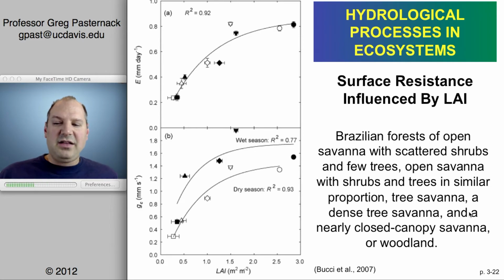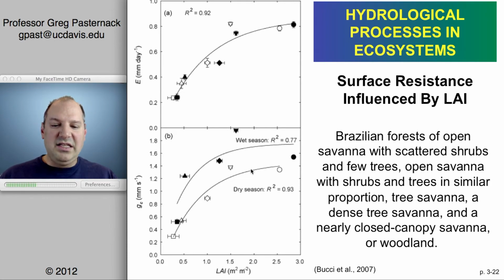Now let's look at the effect of leaf area index. As leaf area index goes up, there's more leaves. That means there's more pore spaces. That means there's more places for water to evaporate out of those pore spaces. And so therefore, the conductance is going up because there's just more leaves to give it off. So for an individual tree, higher leaf area index means that it's going to be able to give up more.